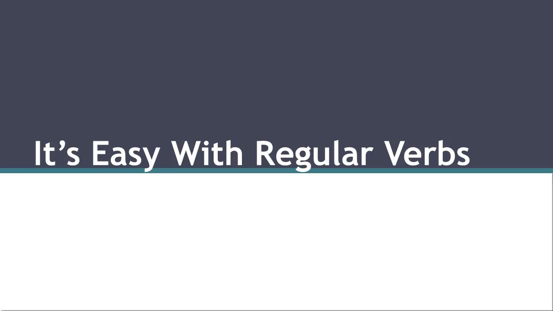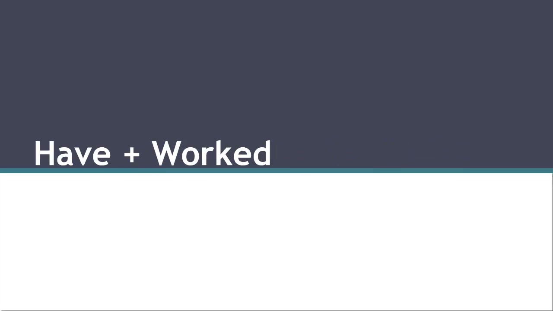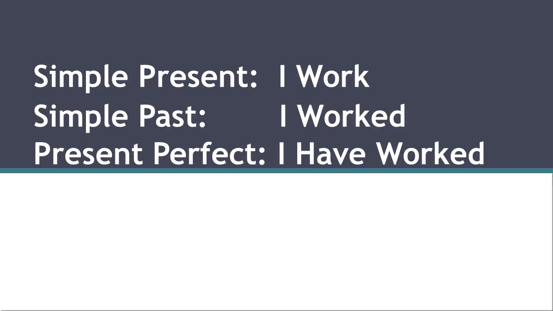It's easy with regular verbs. Verbs like work that end in ed. So we join have plus worked, have worked. So the simple present would be I work, the simple past I worked, and the present perfect I have worked. Easy, huh?